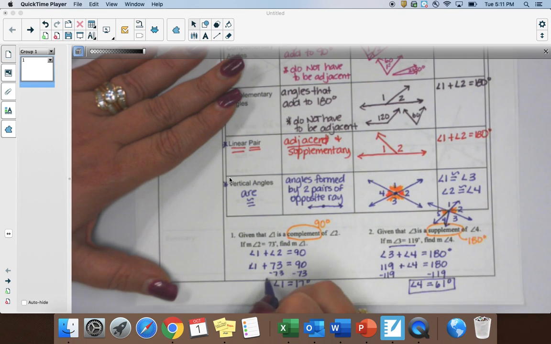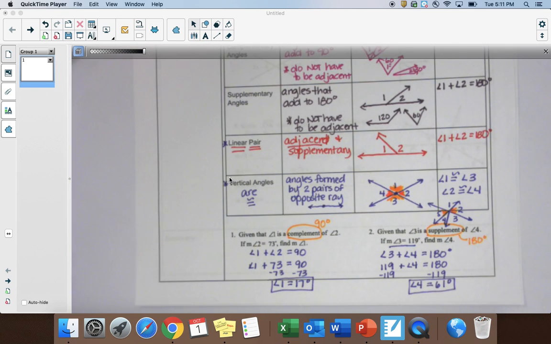So those are your answers for your complement and your supplement. It's important to remember that complement means that it adds to 90 degrees, and supplement means that it adds to 180 degrees.